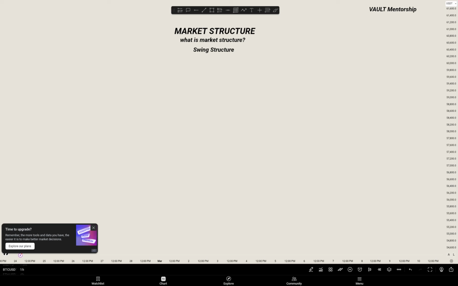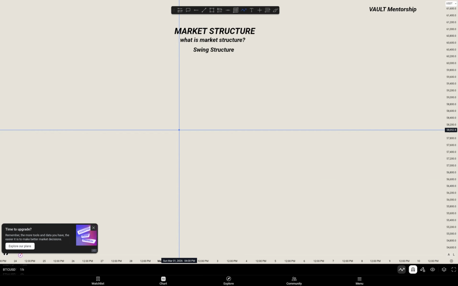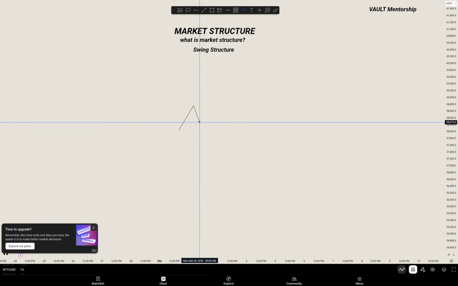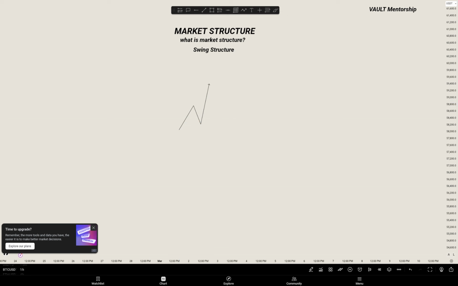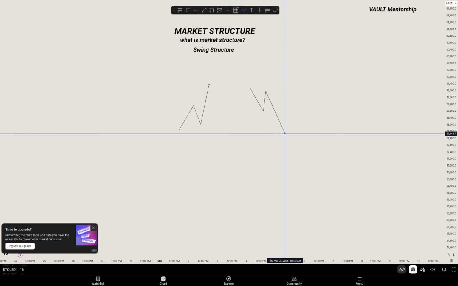The bullish is when the market is trending up, and we have something like this. This is a bullish trend. This is a bullish trend. And then we have something like this. This is a bearish trend. So this is basic market structure, you know, the uptrend and the downtrend.